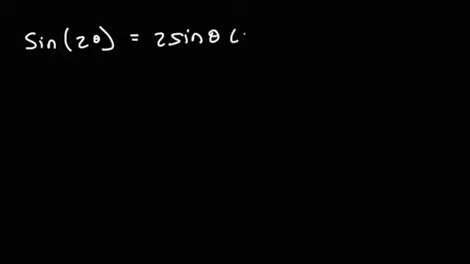Now, let's move on to the double angle identities. Sine 2 theta is equal to 2 sine theta cosine theta. Feel free to write that in your notes. You'll see that on your trigonometric final exam.